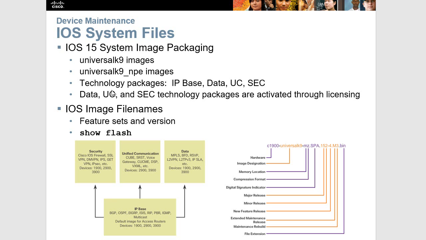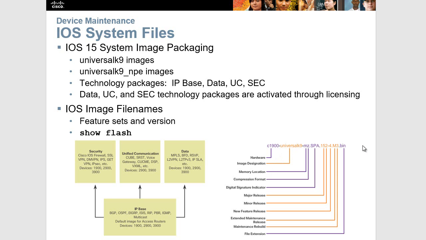Okay, you got the different IP technology packages here, and technology packages are activated through licensing the data, the UC, the SEC technology packages. What else do we have? We have the iOS file names. You'll be able to see those and how they're broken down. In fact, we have a breakdown over here of what everything means.